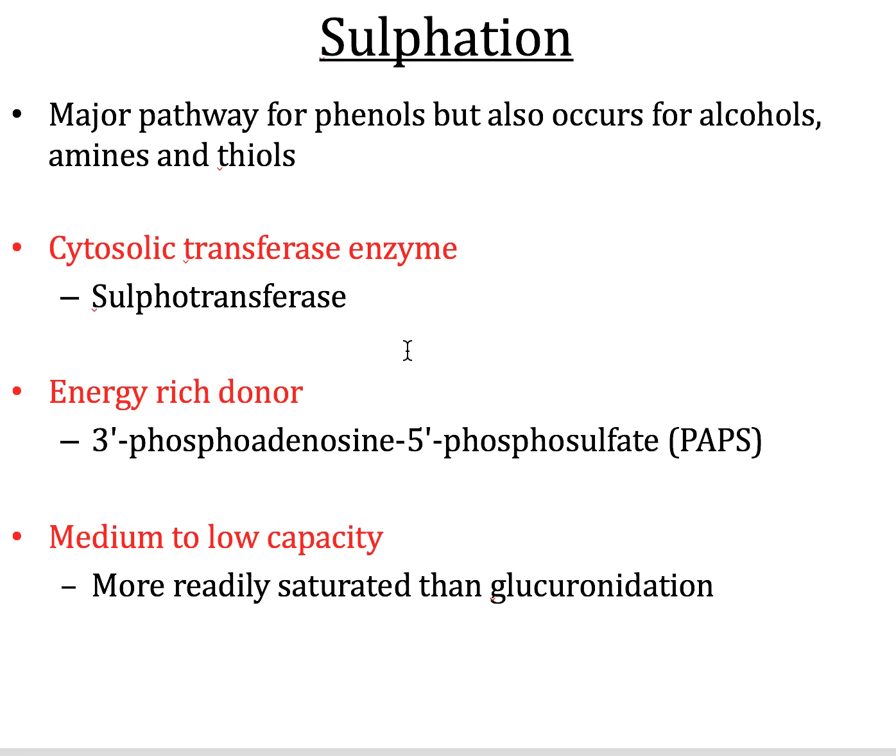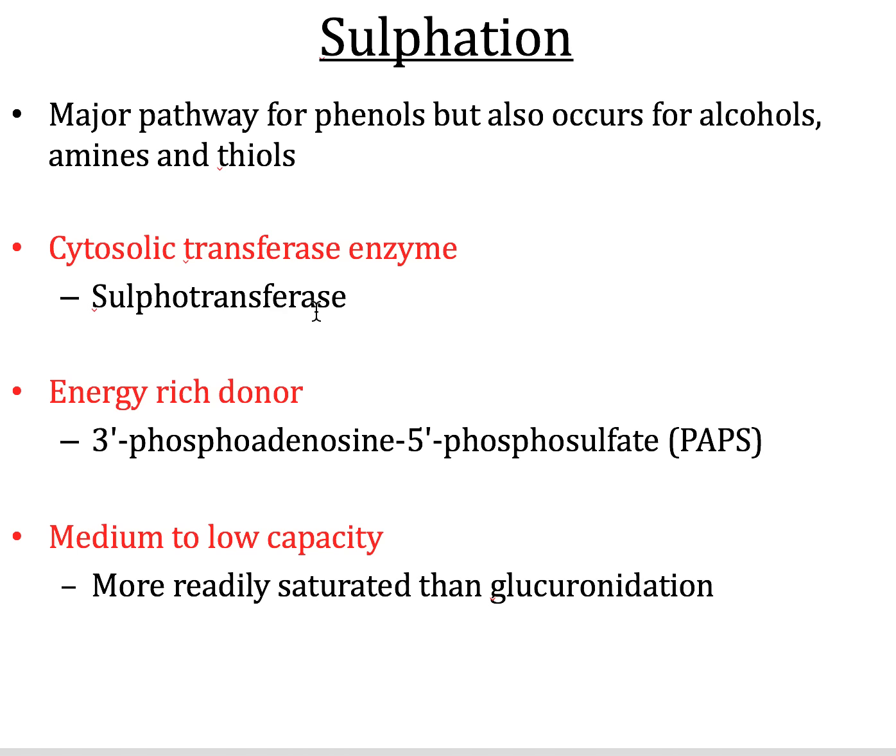Now, that was the first type of reaction. Sulphation is the next one, and this usually occurs for all alcohols, amines, and thiols. This is basically the same as glucuronidation, because that takes place with phenols, alcohols, amines, and carboxylic acids. So they're in direct competition over which one the drug has to undergo.